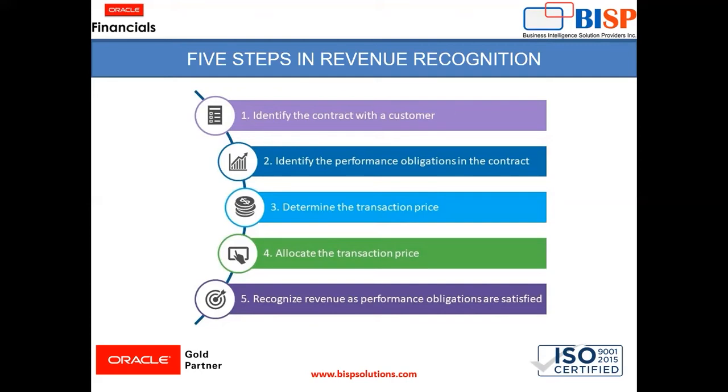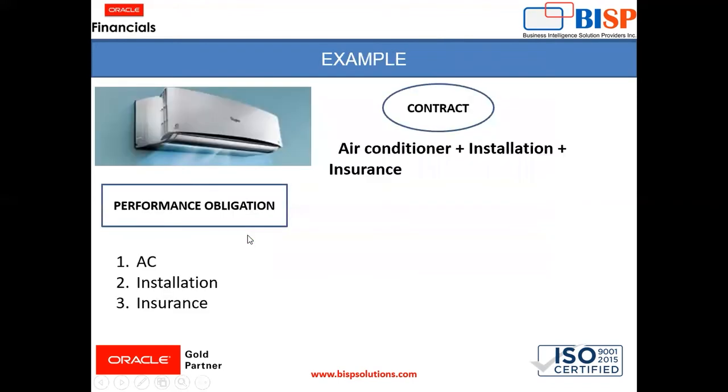For a better understanding of these 5 steps, let's move on to an example. Here is our example. You can see that a company is selling an air conditioner. With the air conditioner, it's giving installation as well as insurance. So the air conditioner plus installation plus insurance amounts to one contract. So this is the first step, identification of the customer contract.